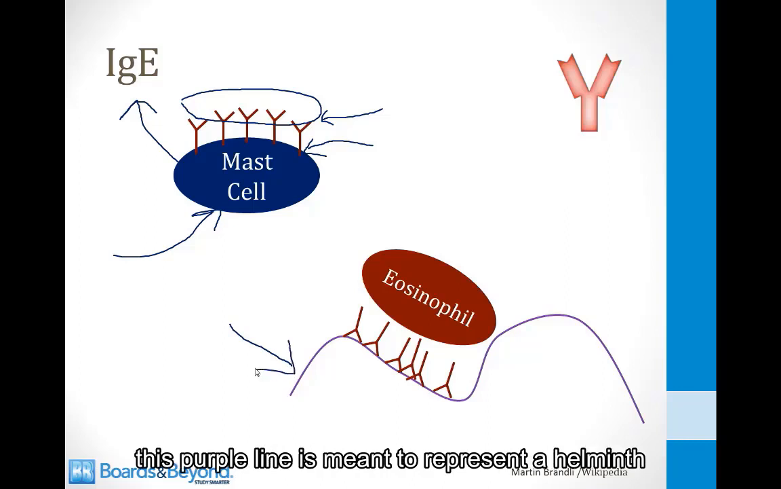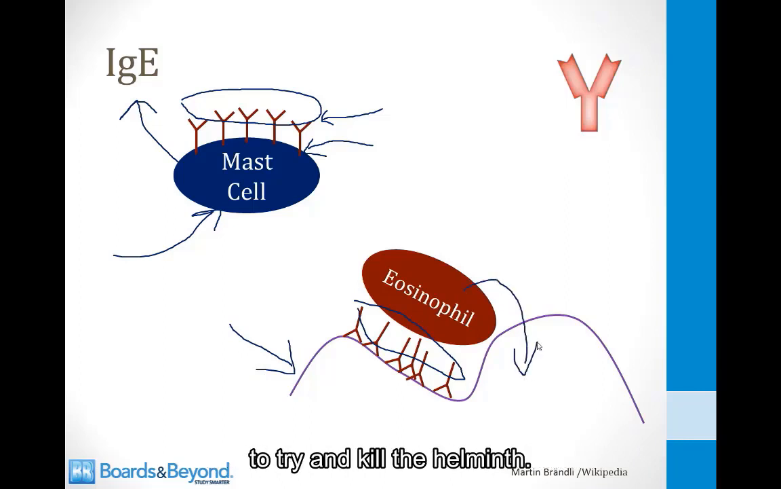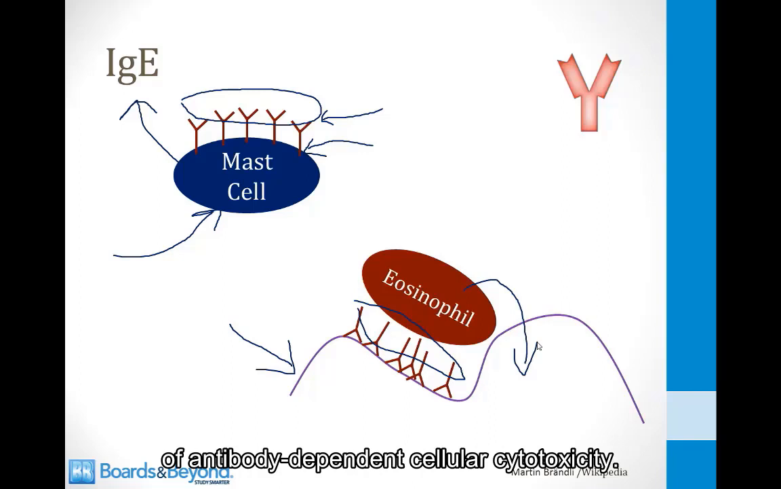In the case of eosinophils, IgE antibodies will bind to a helminth. This purple line is meant to represent a helminth. And then the eosinophil will bind to the IgE antibodies, and then it will release its contents to try and kill the helminth. And this is an example of the process of antibody-dependent cellular cytotoxicity.